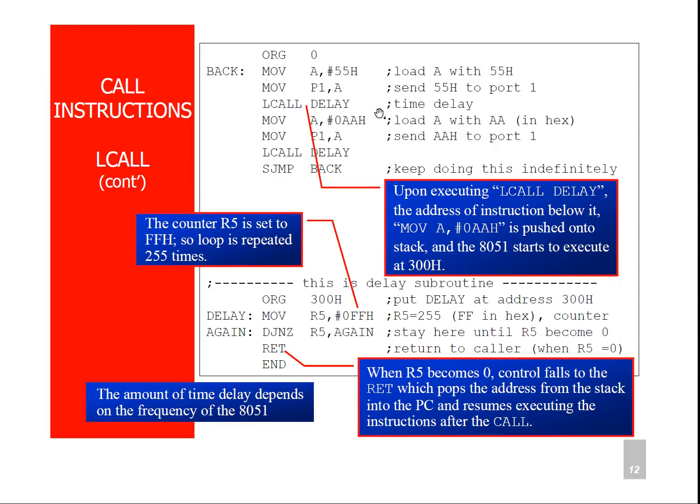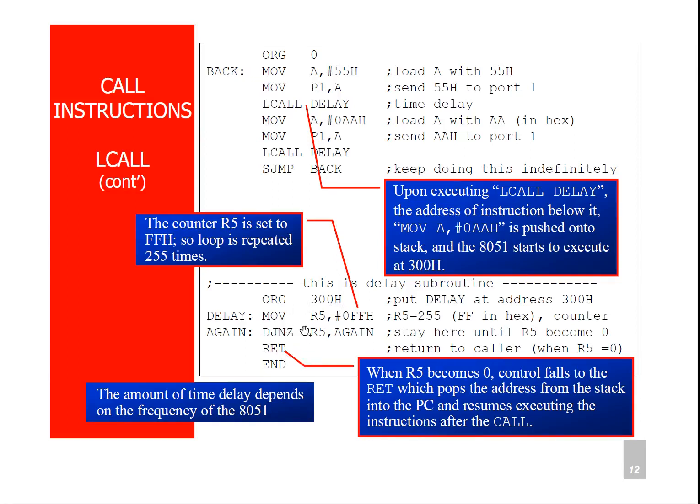LCALL delay instruction, it stores the address of next instruction below it, that is MOV A, #0AAH instruction address stored onto the stack, and the program counter will be loaded with new value where the subroutine is located. So in this case, subroutine is written starting from the address 300H. So this 300H will be loaded to the program counter, and then it starts its execution.